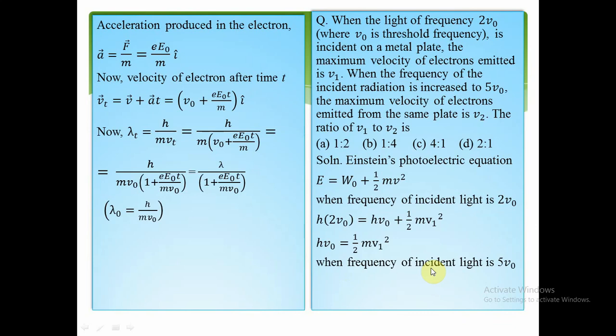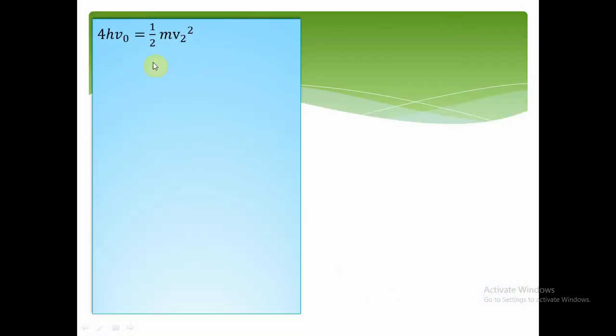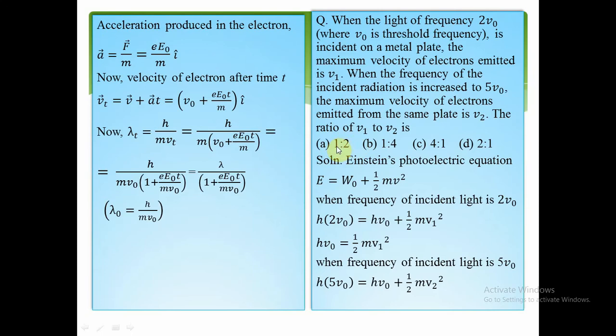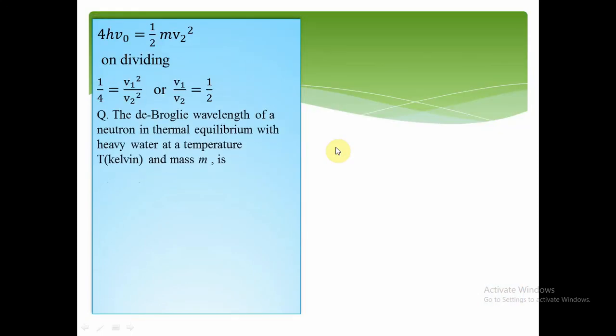When the frequency of the incident light is increased to 5 V naught, then by using the same equation, substitute E is equal to h nu, with nu as 5 V naught here, and simplify. You will get the equation 4 h V naught is equal to half m V2 square. This is equation 2. On dividing equation 1 by 2, we will get 1 divided by 4 is equal to V1 square divided by V2 square. Take the square root on both sides, then we will get 1 by 2. Therefore, the option is 1:2. Option A is right. Next problem.